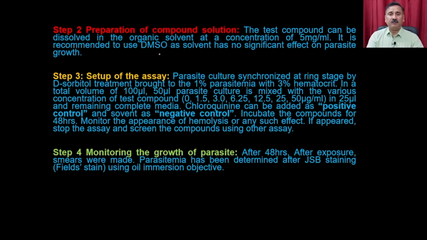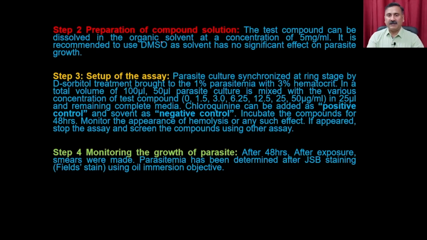In step 2, you are going to prepare the inhibitor compounds. Most of these inhibitors are soluble in organic solvents. Sometimes they are soluble in water also. So you dissolve them according to the solvent, and you ensure that the solvent concentration is such that it should not affect the parasite growth on its own.